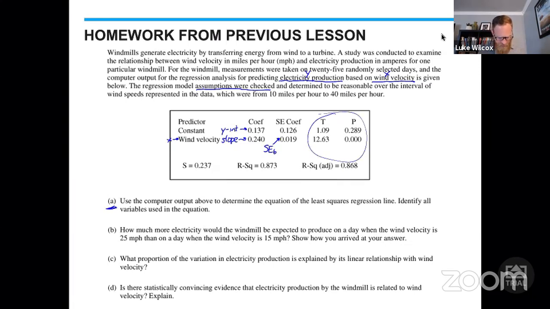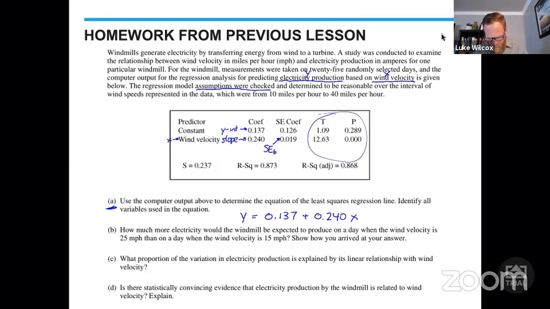So let's jump into part A here. Part A says, use the computer output above to determine the equation of the least squares regression line. Identify all variables used in the equation. Okay, we know our y-intercept, we know our slope. This is easy. It's y equals the y-intercept, which is 0.137, plus the slope, which is 0.240 times x. Now, it does say identify all variables used in the equation, and what they want there is to know what x represents and what y represents.